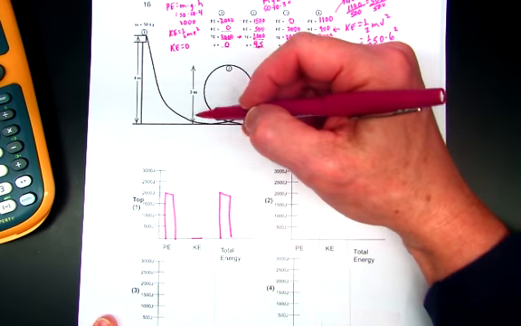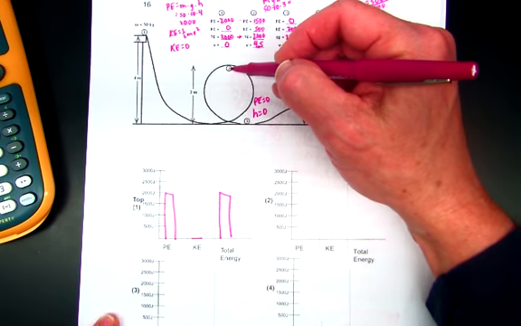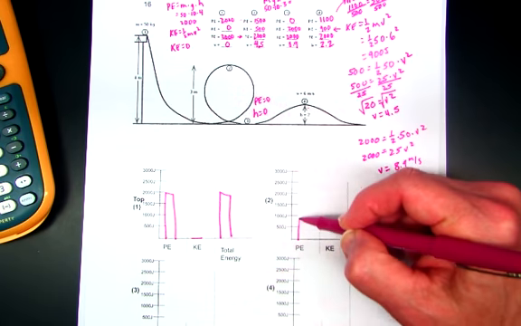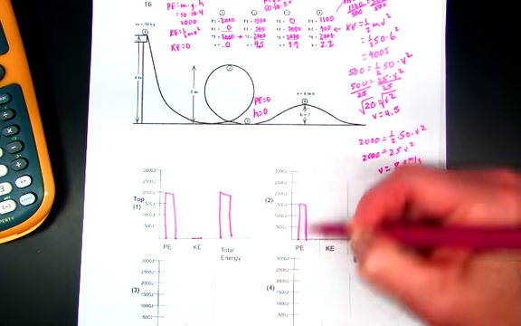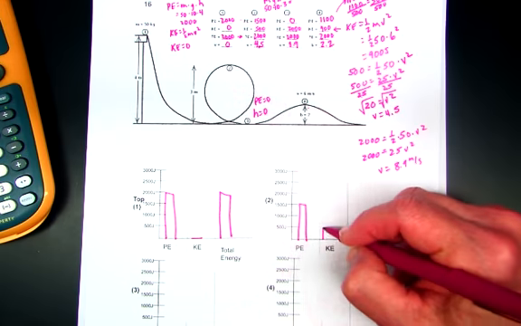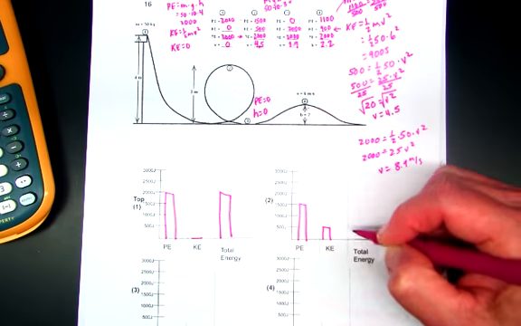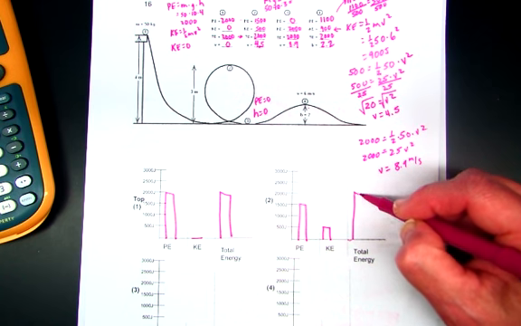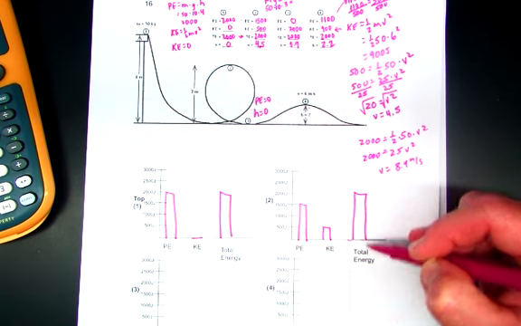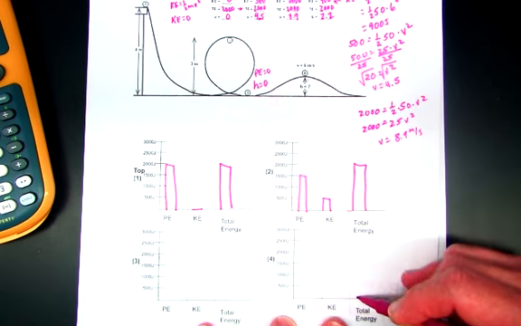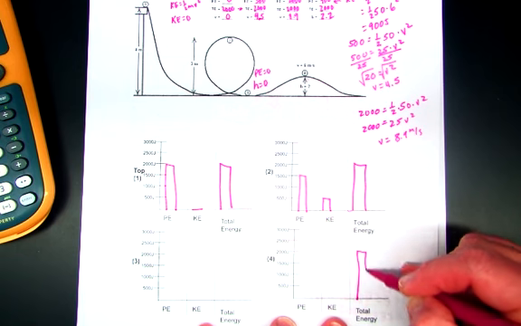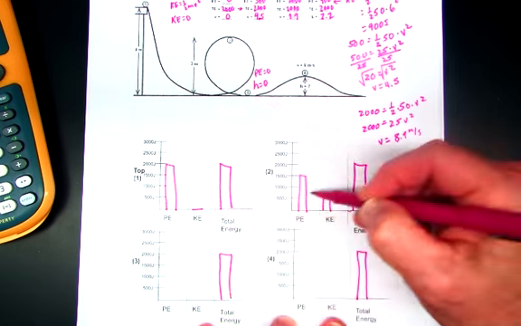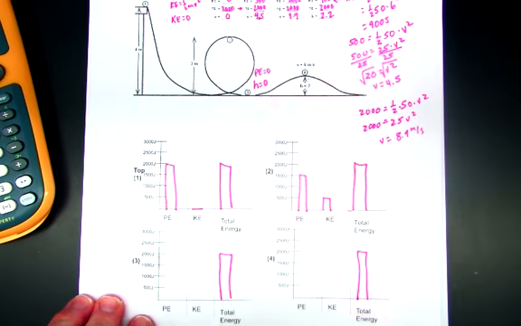Position 2 is right up here at the top of the loop. So position 2, I have 1,500 potential energy. Kinetic energy, I only have 500, but total should be 2,000. So this total energy bar always stays at 2,000. I can draw that in everywhere. Total energy should not change. So the bar goes up to 2,000 each time, but what does change is my potential and my kinetic.